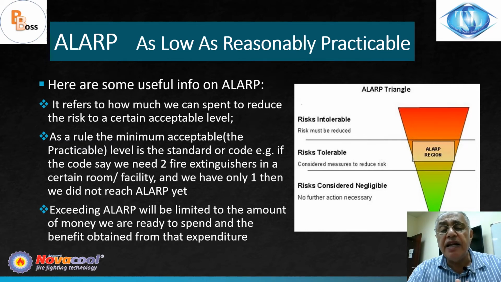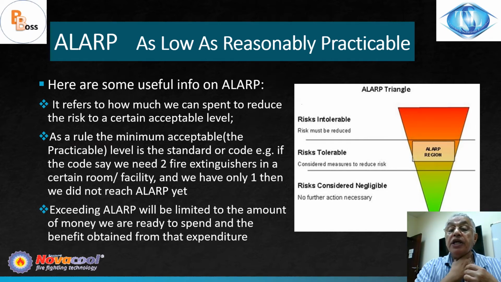ALARP, as I said earlier, is as low as reasonably practicable. That is to say, we must bring the risk down, let's say from high risk to medium, or from medium to low, as far as practicable. What do we mean here by practicable? Should we just bring it down and keep adding safety equipment and procedures forever? Of course not. So where is the limit? Usually we are limited by a few things. Among them are the cost and the practicality of the solution.